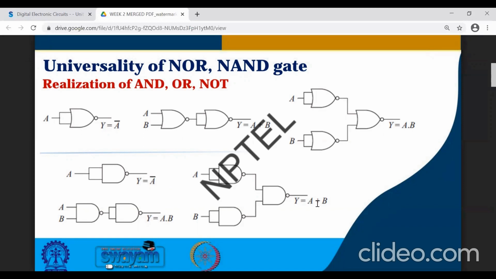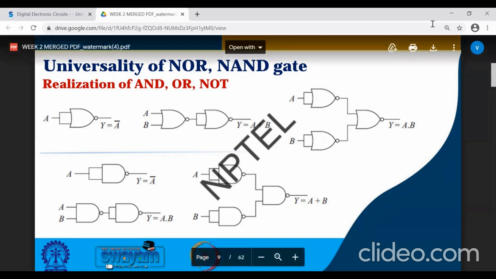So in this way, NAND and NOR gates can be used for the realization of AND, OR or NOT gates. That's why these gates are called universal gates. So this is all about different types of gates, their truth tables, their symbols, Boolean expressions.